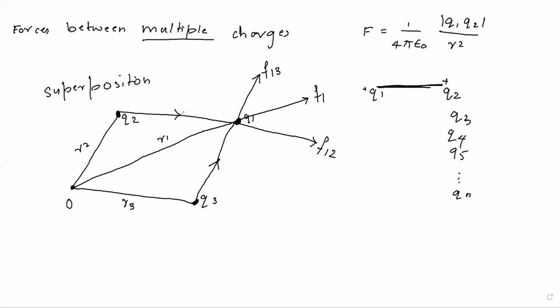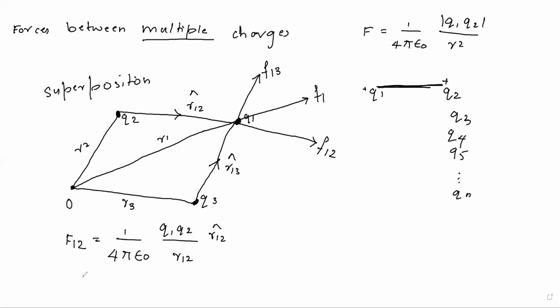Now to represent it in vector form, I write this as r12 cap and this as r13 cap. So according to Coulomb's law, what will be the expression of this force F12, that we studied in our previous class? It is nothing but 1 by 4 pi epsilon naught Q1 Q2 by r12 squared. In vector form, we write Coulomb's law with r12 hat.